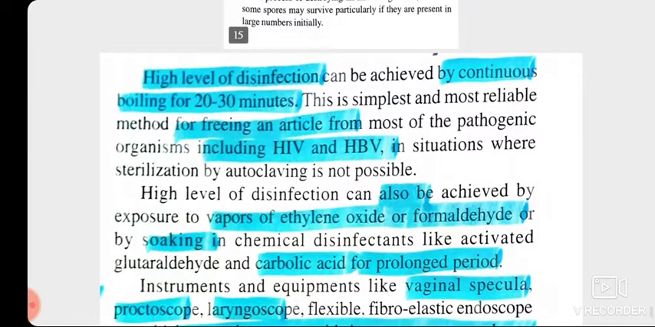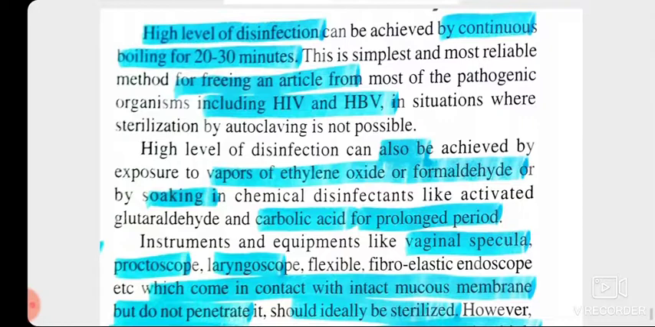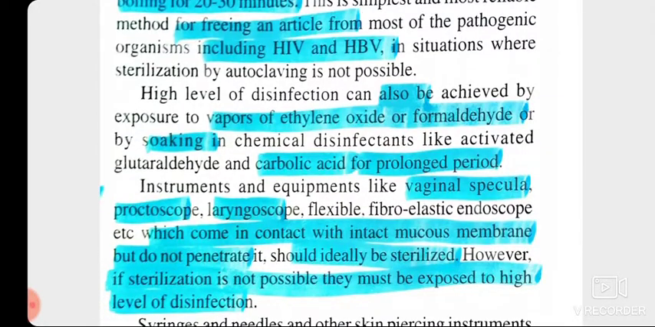High level disinfection is used when autoclaving is unavailable. High level disinfection can also be achieved by exposure to vapors of ethylene oxide or formaldehyde, or by soaking in chemical disinfectants like activated glutaraldehyde and carbolic acids for prolonged periods. So high level disinfection can also be achieved by these methods.